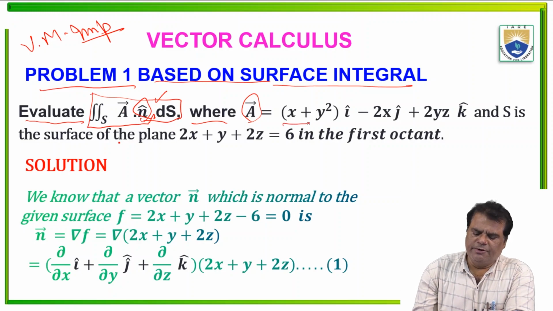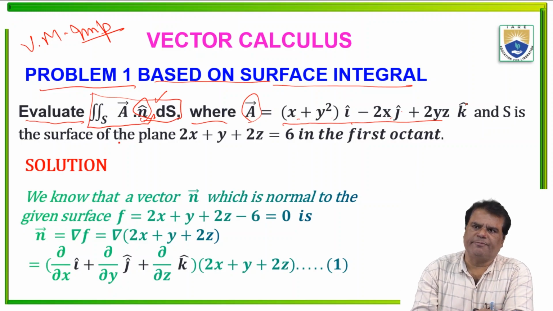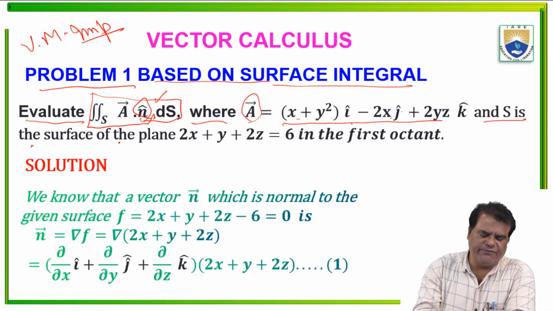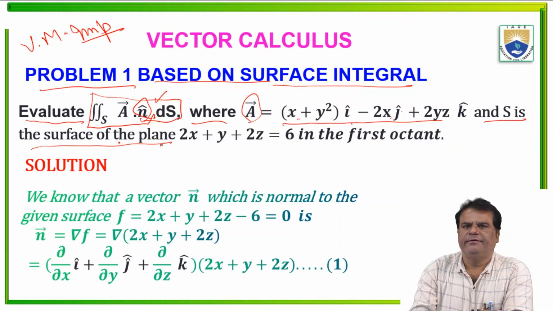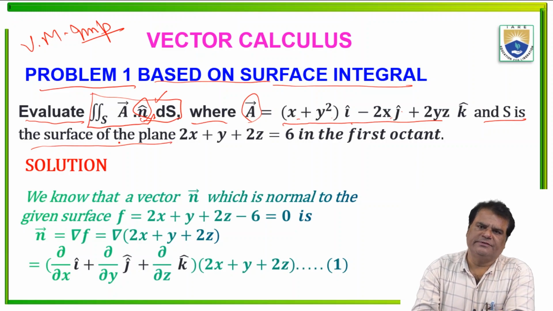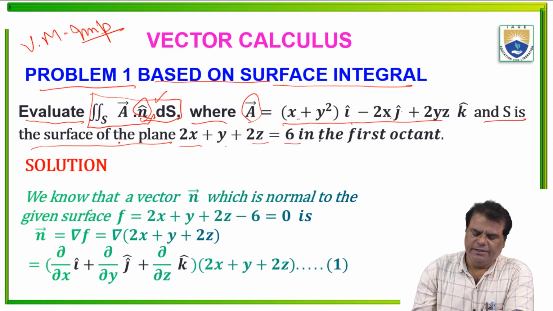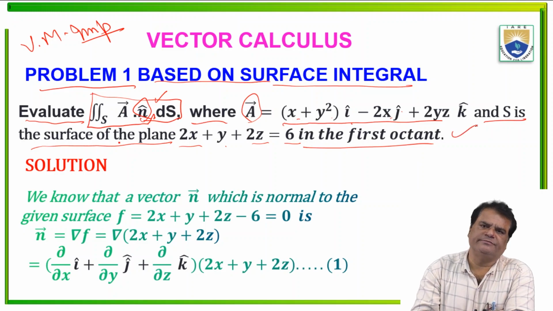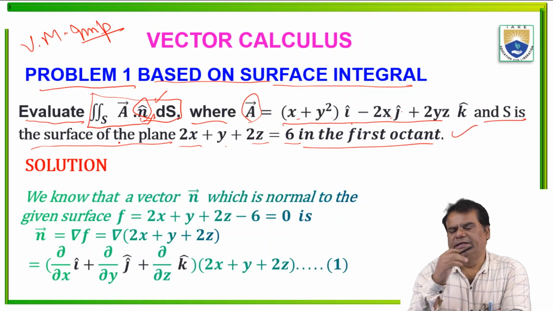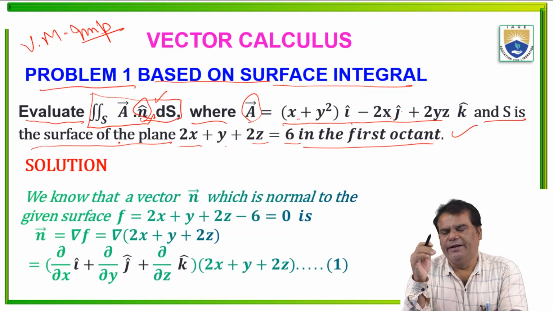A vector is given by (x + y²) i cap minus 2x j cap plus 2yz k cap. And S is the surface of the plane 2x + y + 2z = 6 in the first quadrant. Please understand the problem.